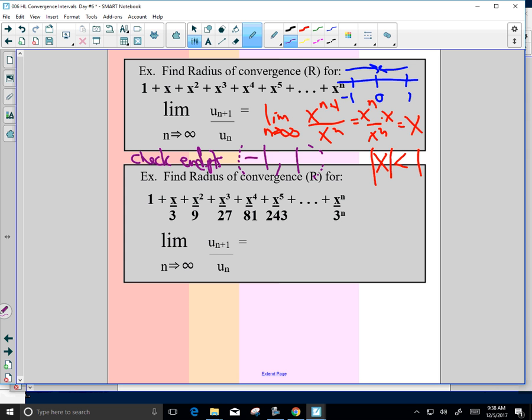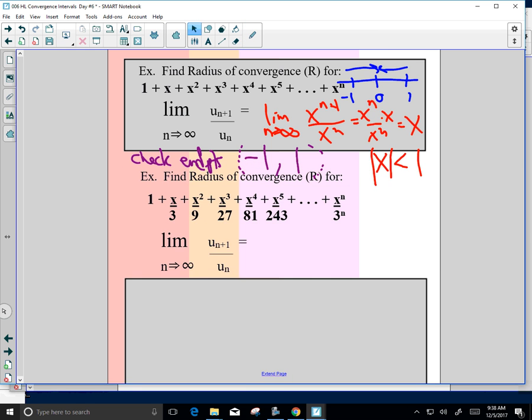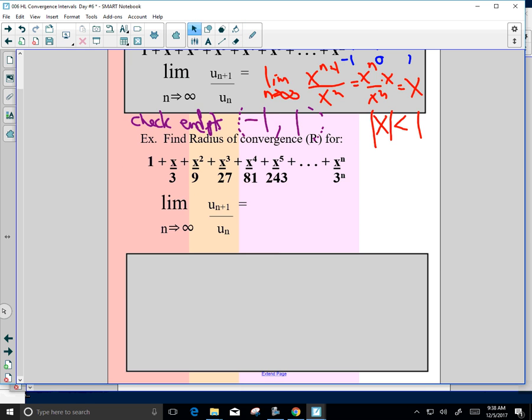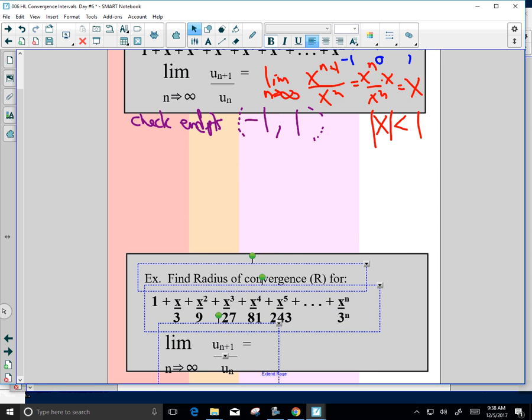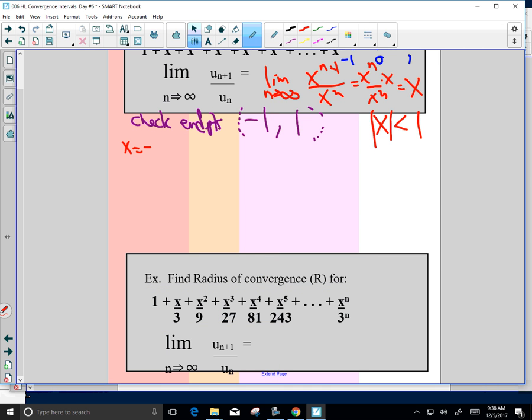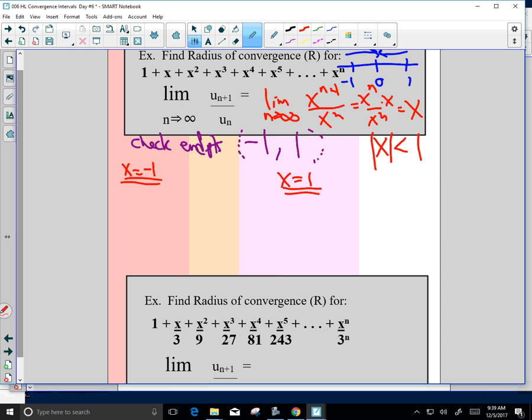And so to do that, all you have to do, and I don't like the space that I have here, I'm just going to move this if it'll let me. There we go. All right. So we're going to check x equal to -1, and we're going to check x equal to 1. So we start with the original series, which was the sum as n goes from 0 to infinity of x to the n.